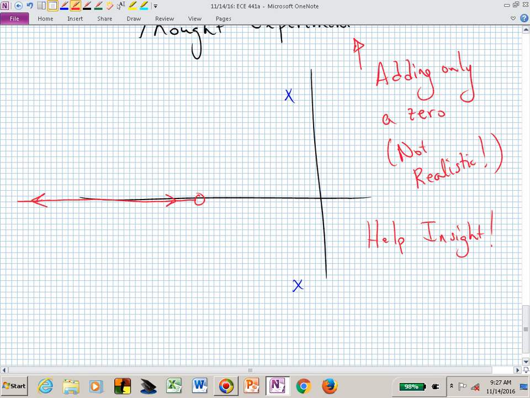And how do they get there? How many branches do you have? How many closed loop poles do you have? 2, because you had 2 open loop poles. So you have 2 closed loop poles. You have 2 branches that start on those 2 x's on the open loop poles, and they have to eventually end up one going to the 0 from the left and one going to minus infinity.